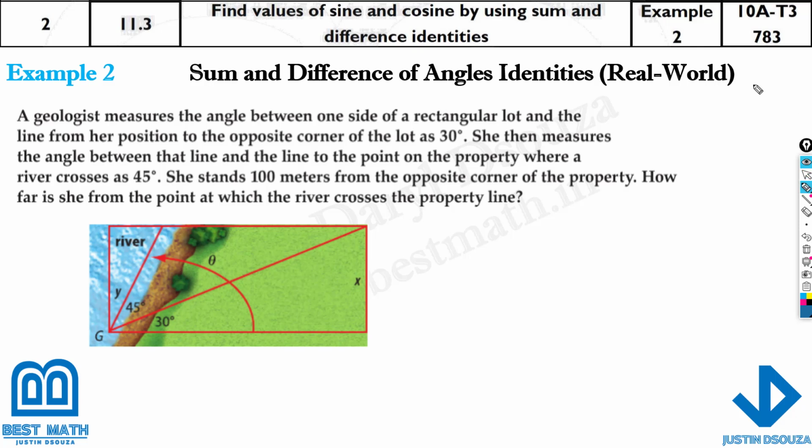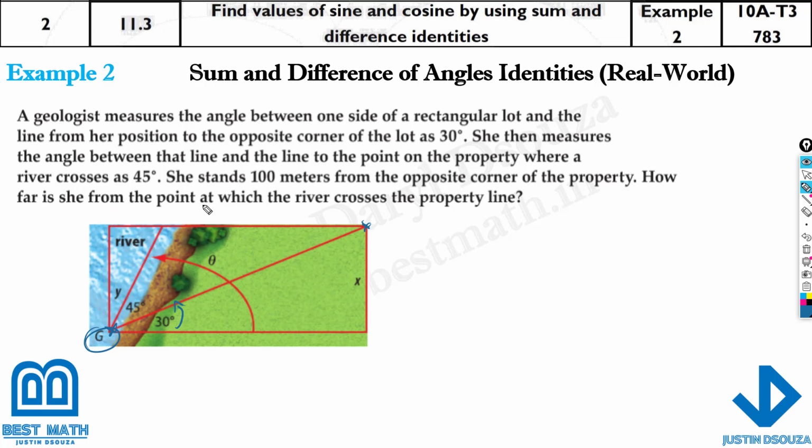Here we have a real world problem. A geologist measures the angle between one side of the rectangular lot and the line from a position. You can see over here the geologist is there. This is the person, and this is the rectangular lot given. So these are the borders. From one corner, the opposite corner is where the geologist is. And from here to here, you can measure the angle to be 30 degrees because it's given. So this is the angle that they're talking about.